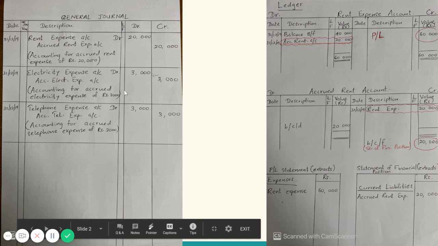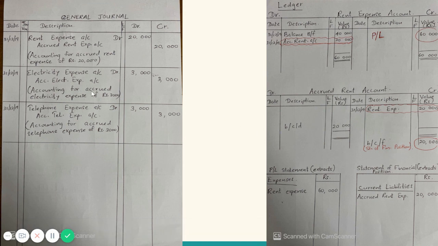Then this is the second double entry or the journal entry shows there's a 3,000. This is different from the previous example. So electricity expense account debit 3,000 and accrued electricity expense credit 3,000. Then in the telephone expense account, the third example also, the full amount is accrued. Telephone, in both cases, telephone expense account, full telephone expense have not been paid during the period. I mean, the whole amount is accrued.